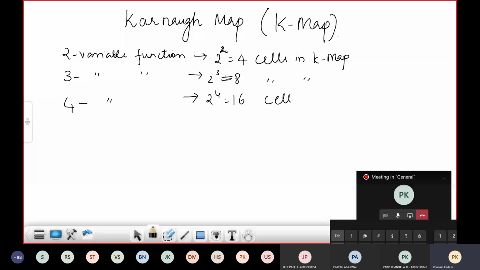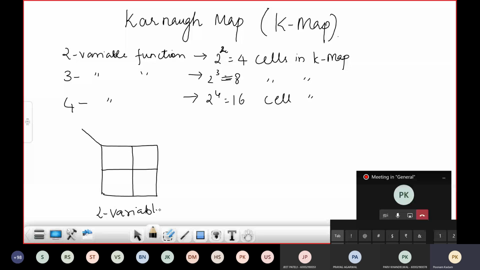Now how to represent it? If it is a two-variable function, we are going to have 4 cells in the K-map, and we show it in this way. As I said, it is shown graphically using boxes. Each square is called a cell. So this is the K-map for a two-variable function, and we draw it like this. Each column of this K-map is labeled, and similarly each row of the K-map is labeled. So this is the structure of a K-map for a two-variable function.